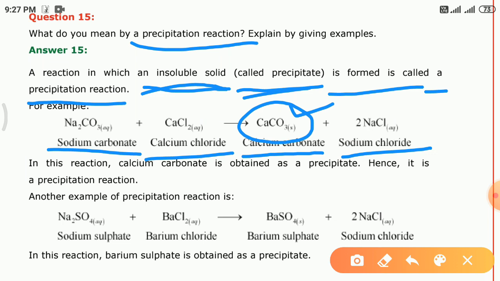Another example of a precipitation reaction is sodium sulfate Na2SO4 plus barium chloride BaCl2. They will make barium sulfate, a white precipitate, plus 2NaCl. So here we get the white precipitate of barium sulfate. That's why that is also a precipitation reaction.